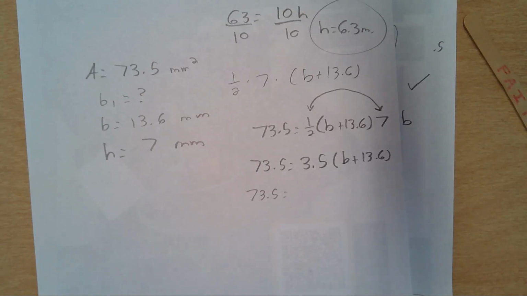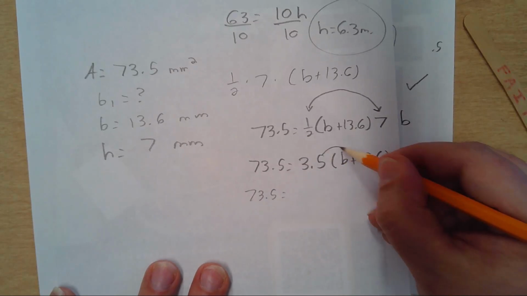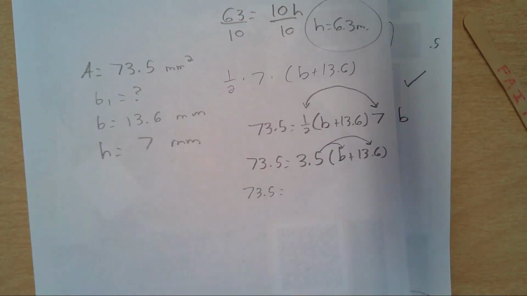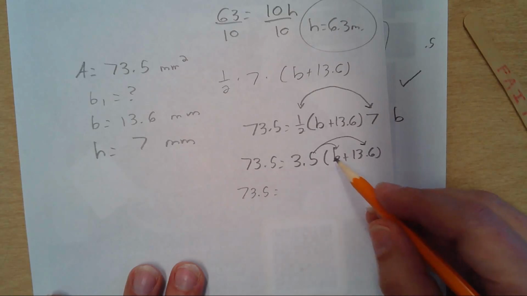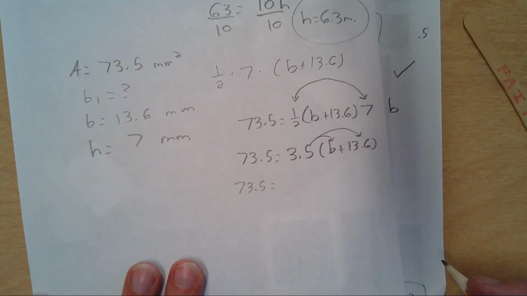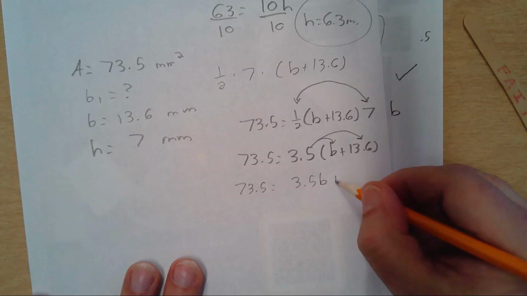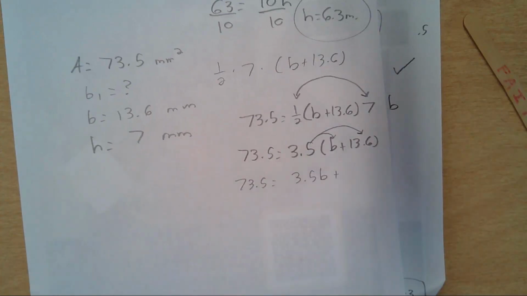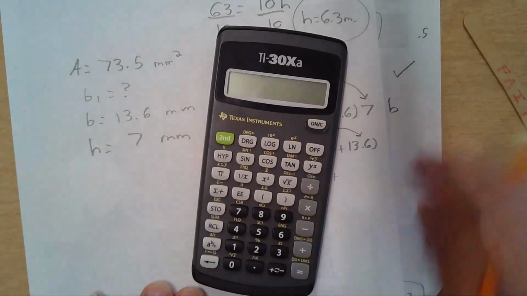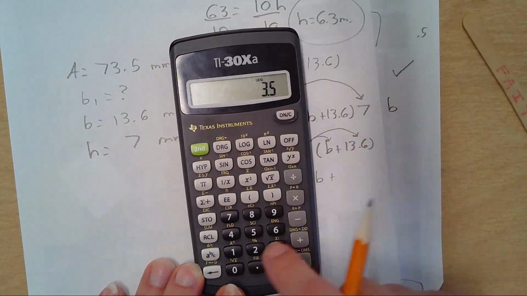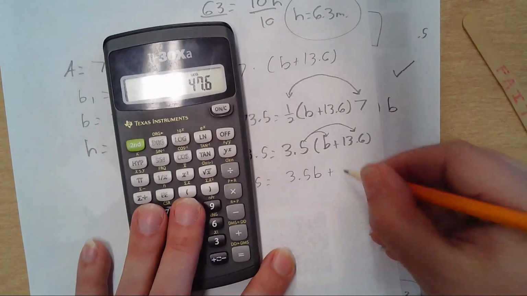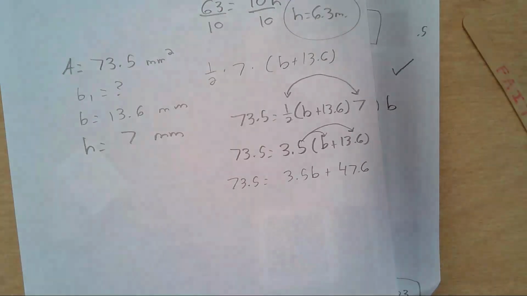But whenever you have brackets and we have to use our distributing, which means I need to multiply both of these terms by 3.5. What's 3.5 times b? B times 3.5. It's 3.5b. And then on the other side, what's 3.5 times 13 6/10? You probably want your calculator for that. And 13 6/10 gives you 47.6. Right. So now I have an equation to solve here.